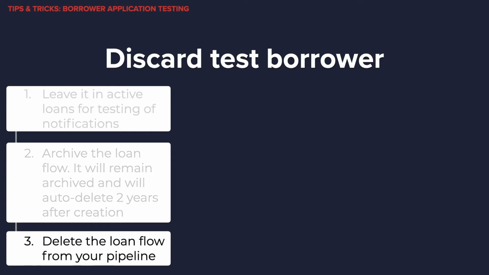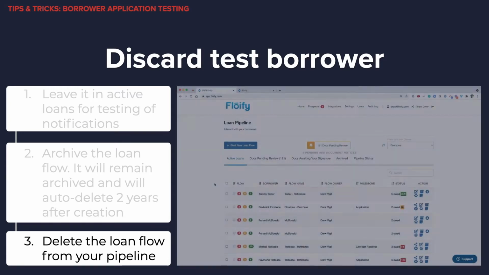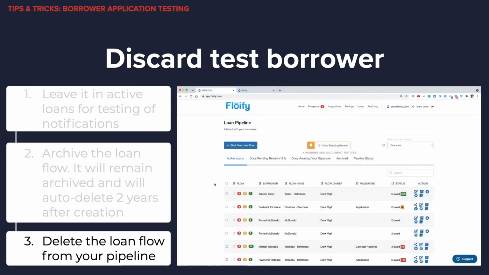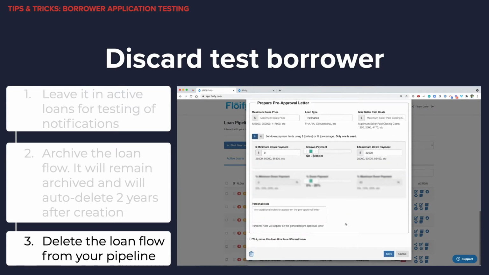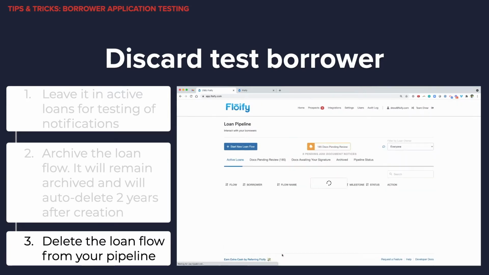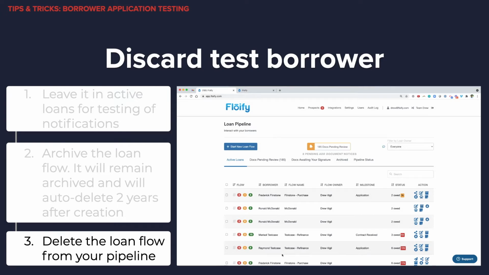Or if you want to completely remove the loan flow from your pipeline, both active and archive, you can delete it completely. The email address will still exist in the Floify database, just so you're aware, but the loan flow will be completely removed from your pipeline. So the first thing we do is go to Edit Loan Flow. And if you go to the very bottom, you'll see the trash can icon. If you click on that, you'll see a red box that says if you're really sure. And all you have to do is click on that, and that loan flow will disappear from your pipeline.